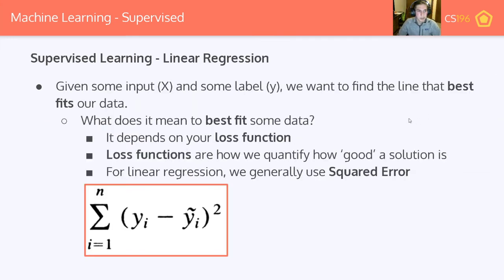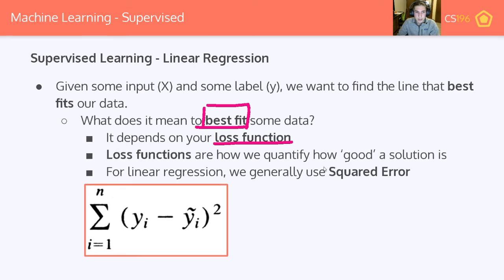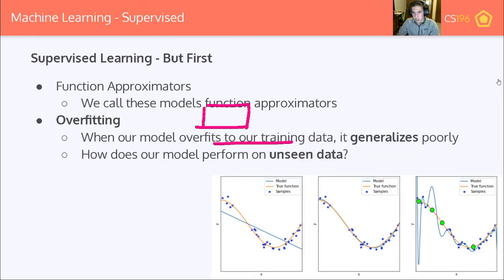So let's talk a little bit about linear regression. We're trying to fit a line to our data. In this situation, one thing that we need to quickly define is what does best fit mean? And this depends on this thing that we referred to before called the loss function. The only thing you need to know about it is you want to quantify how good a solution is, how good your prediction is, right?